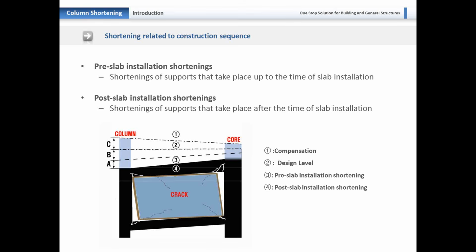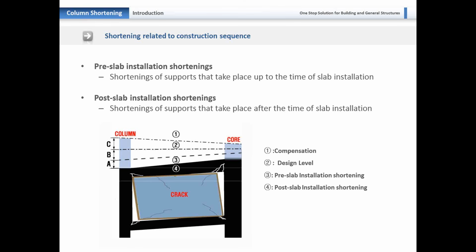So in this picture, the line number 2 in the image that you see on the screen is the design level, the level at which we want our slab to be finally. So the engineer needs to consider the compensation level required to make the slab follow the line number 2 after a certain period.